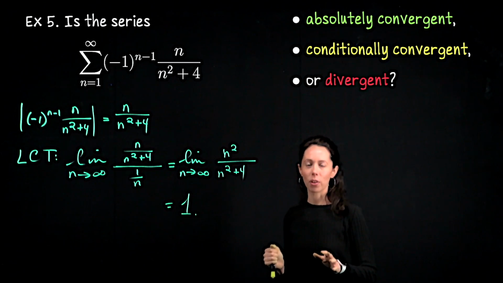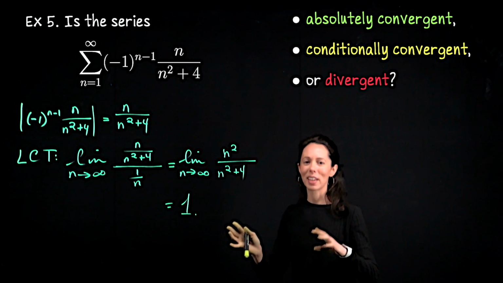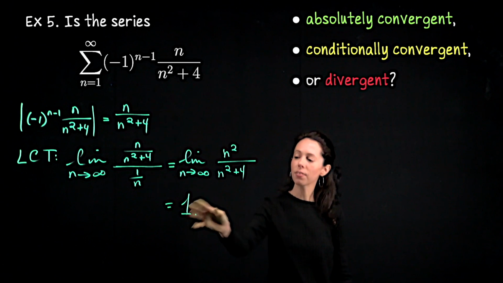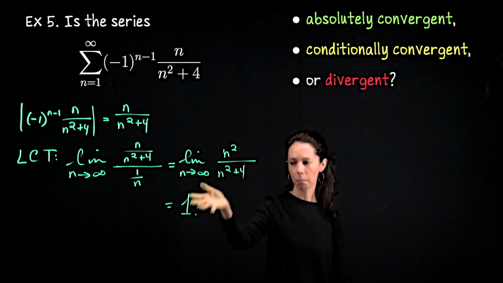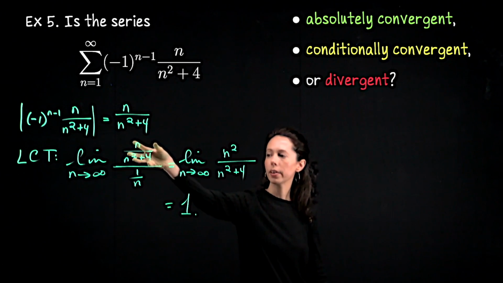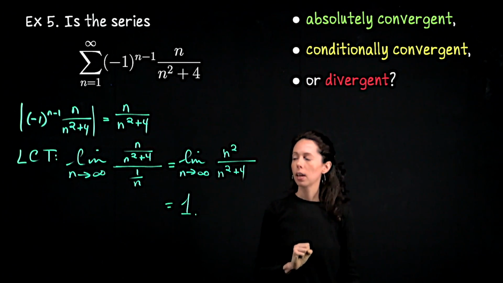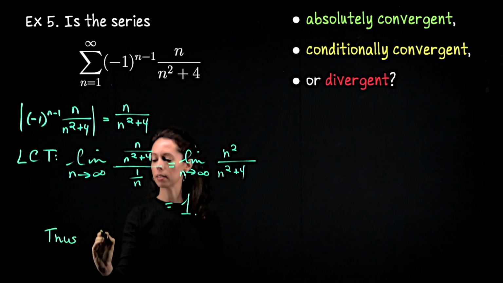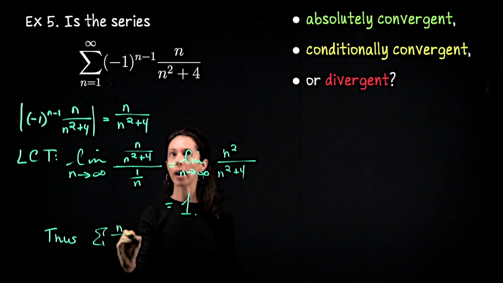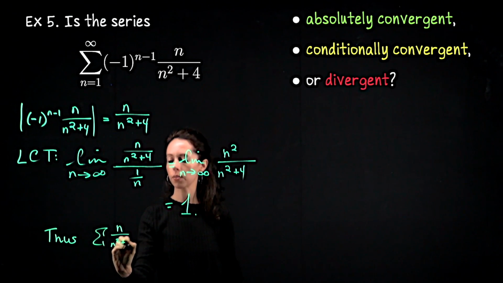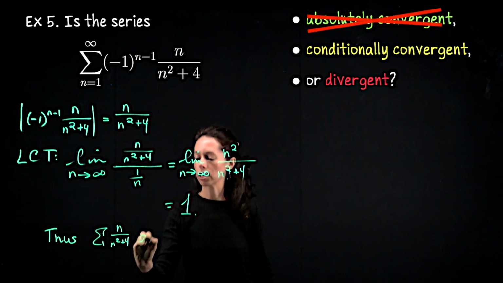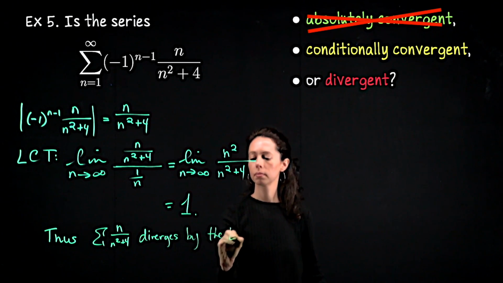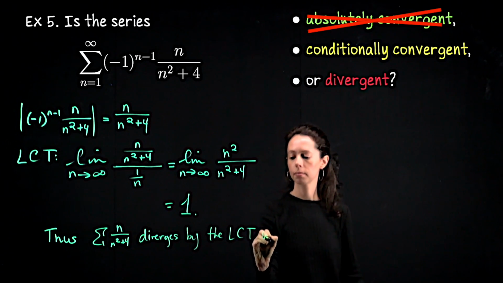You have to be a little bit careful. You have the limit comparison test, you have the ratio test. Make sure you remember what the limit says. For the limit comparison test, if the limit is any finite positive number, like 1, then this series behaves the same way as this series. So we can say that the series that looks like the absolute value of what we started with, n over n squared plus 4, diverges by the LCT with the harmonic series.